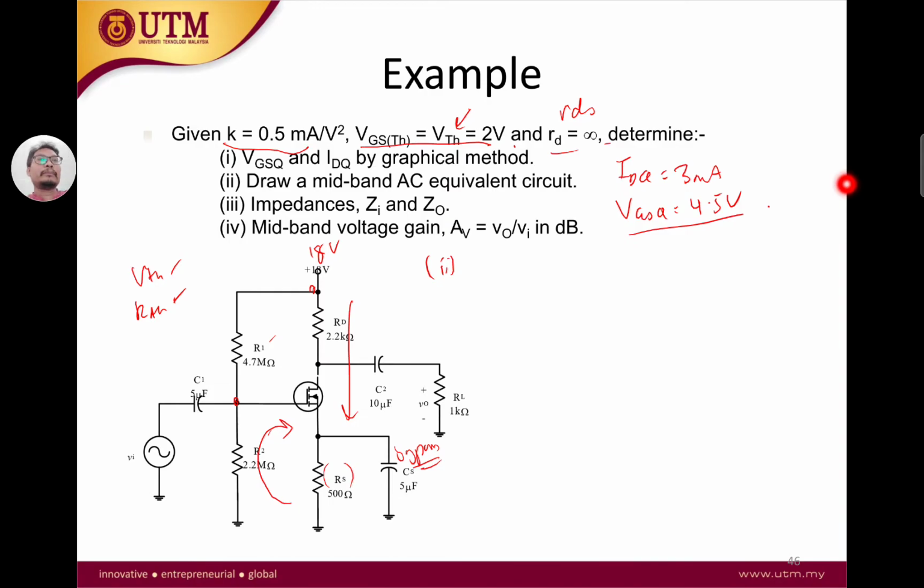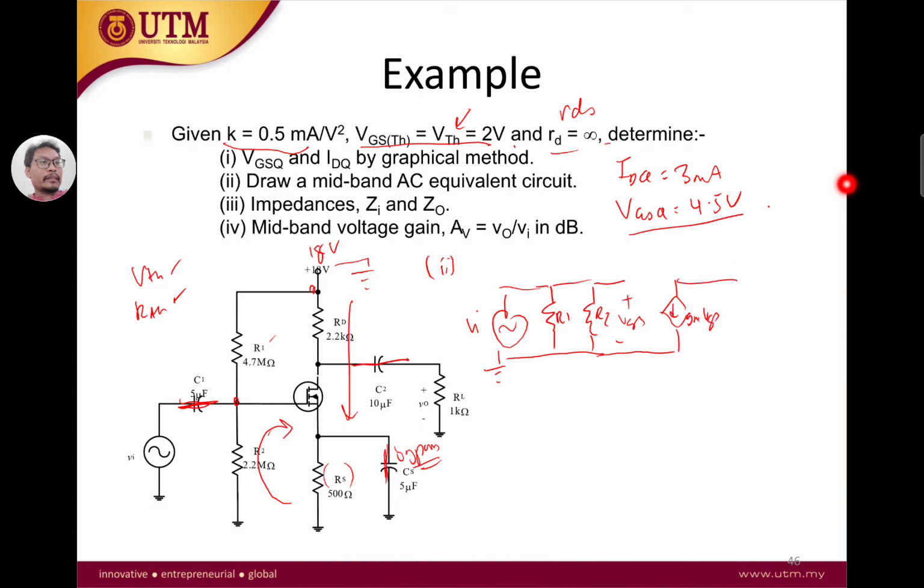Number 2: draw the mid-band AC equivalent circuit. So what do we do first? We need to ground the DC supply and short all our capacitors. Two steps there. So basically we have a V in to ground, and then we have R1 R2, and then we have VGS and GM VGS. RDS we ignore, so no need for RDS. If we require you to do RDS, we need one RDS there.